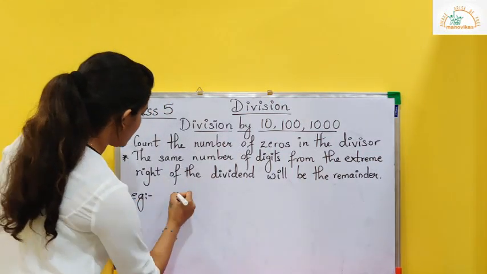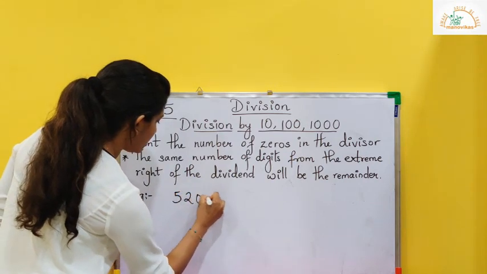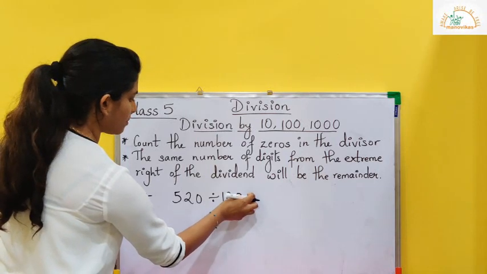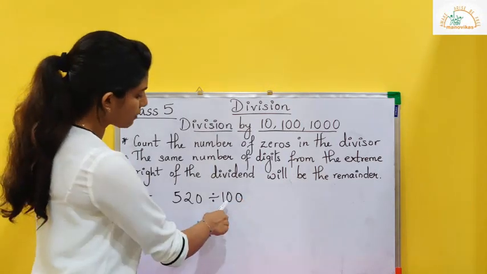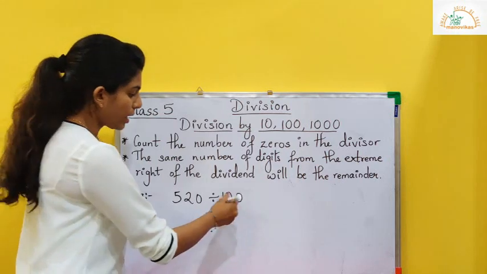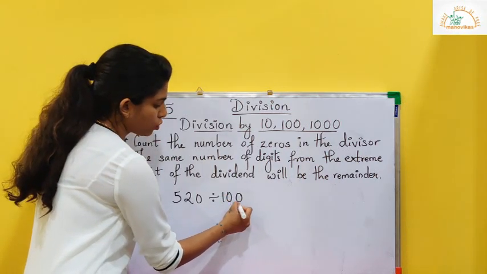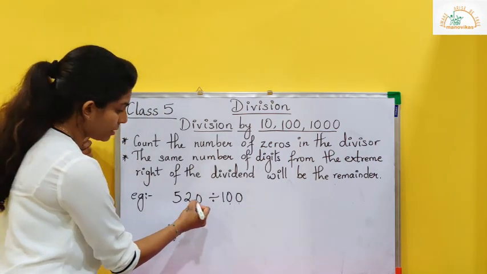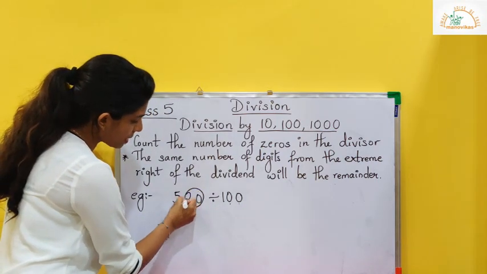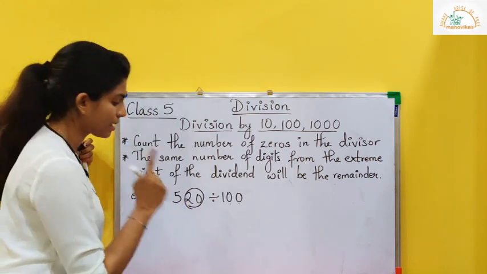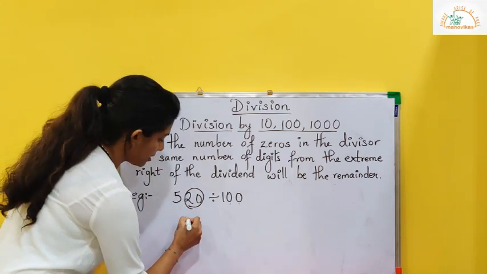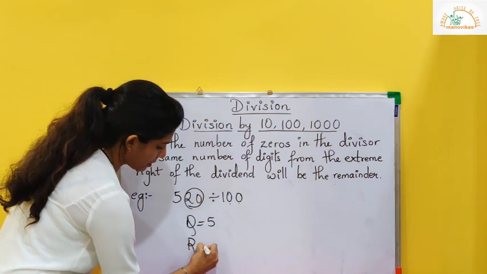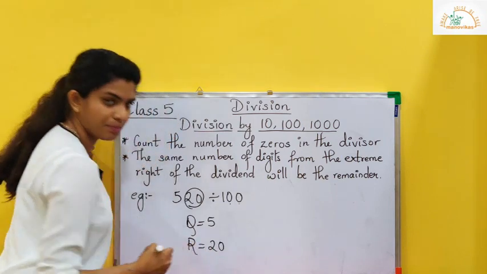Let's take 520 divided by 100. Now let's take divide by 100. First we have to count the number of zeros in the divisor. So there are 2 zeros, right? So the same number of digits from the extreme right of the dividend, 1, 2, will become the remainder. So the quotient here is 5 and the remainder here is 20.